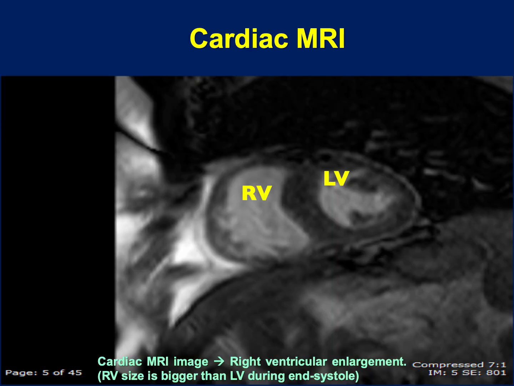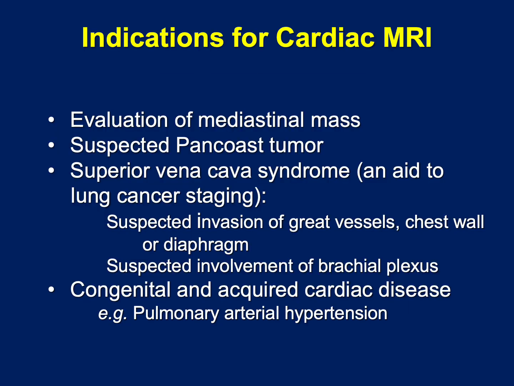Cardiac MRI is much more commonly performed and is much more standardized in terms of getting information about right-sided heart disease and diseases like sarcoidosis and amyloidosis. These are some other indications for cardiac MRI.